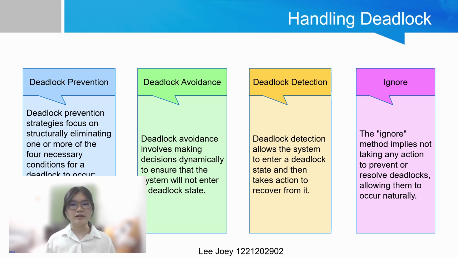Last but not least, the fourth method is the ignore method. The ignore method implies not taking any action to prevent or resolve the deadlock, thus allowing deadlocks to occur naturally. This approach is generally not recommended for production systems because it can lead to resource wastage and system instability.